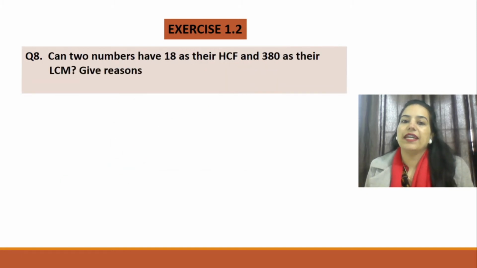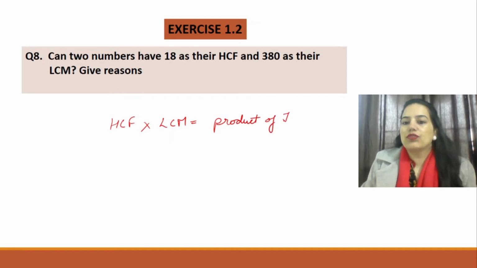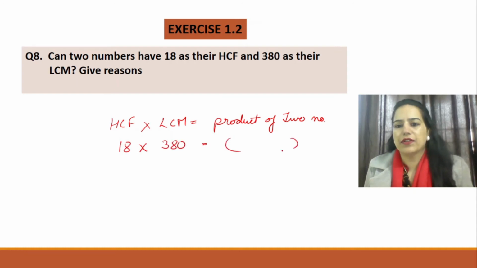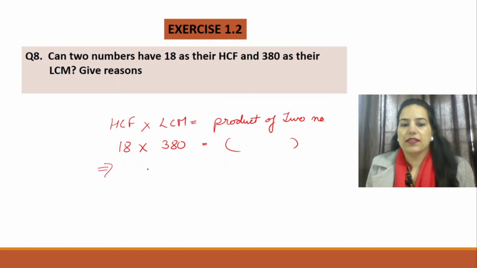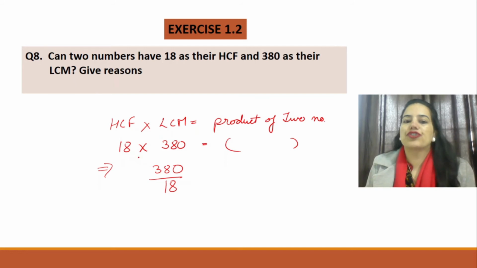Can two numbers have 18 as their HCF and 380 as their LCM? Give reasons. We know the property that HCF into LCM is equal to the product of the two numbers. So the two numbers are not given to us, but HCF and LCM are given to us. Like HCF is 18 and this is 380. And we presume there will be some number here when you multiply. This implies that 380 by 18 should give you a proper whole number or a natural number, right? It should be clearly divisible.